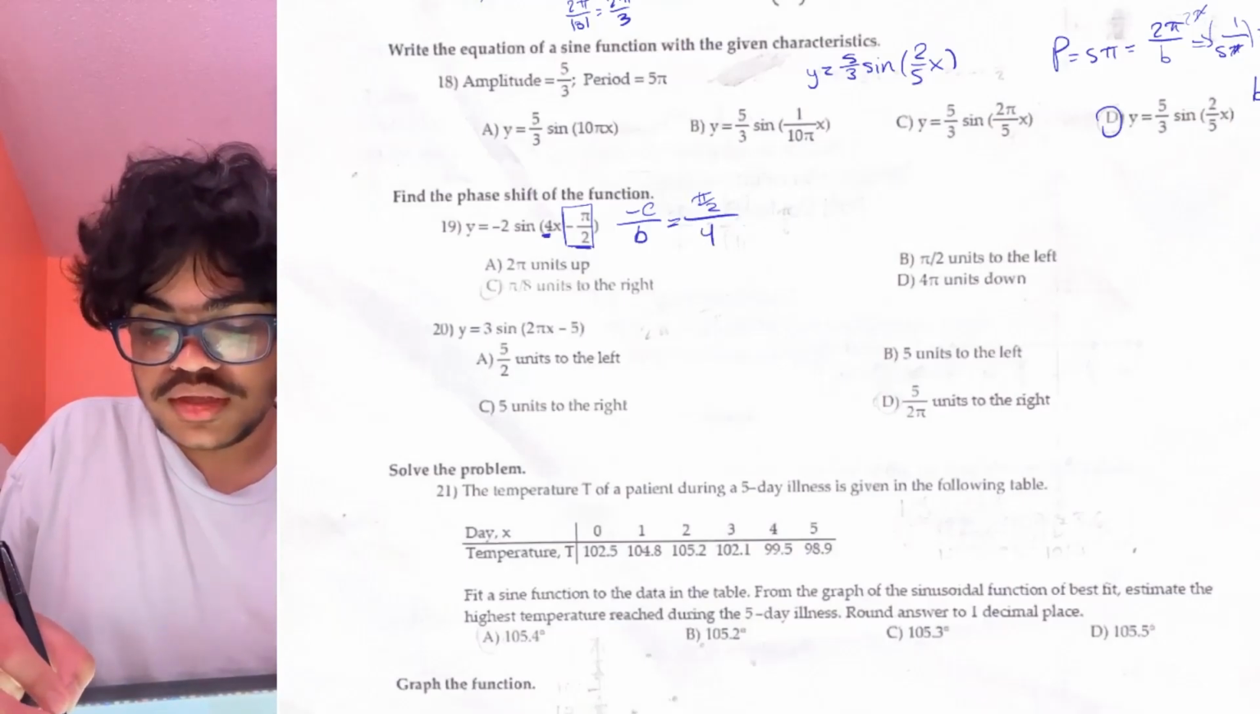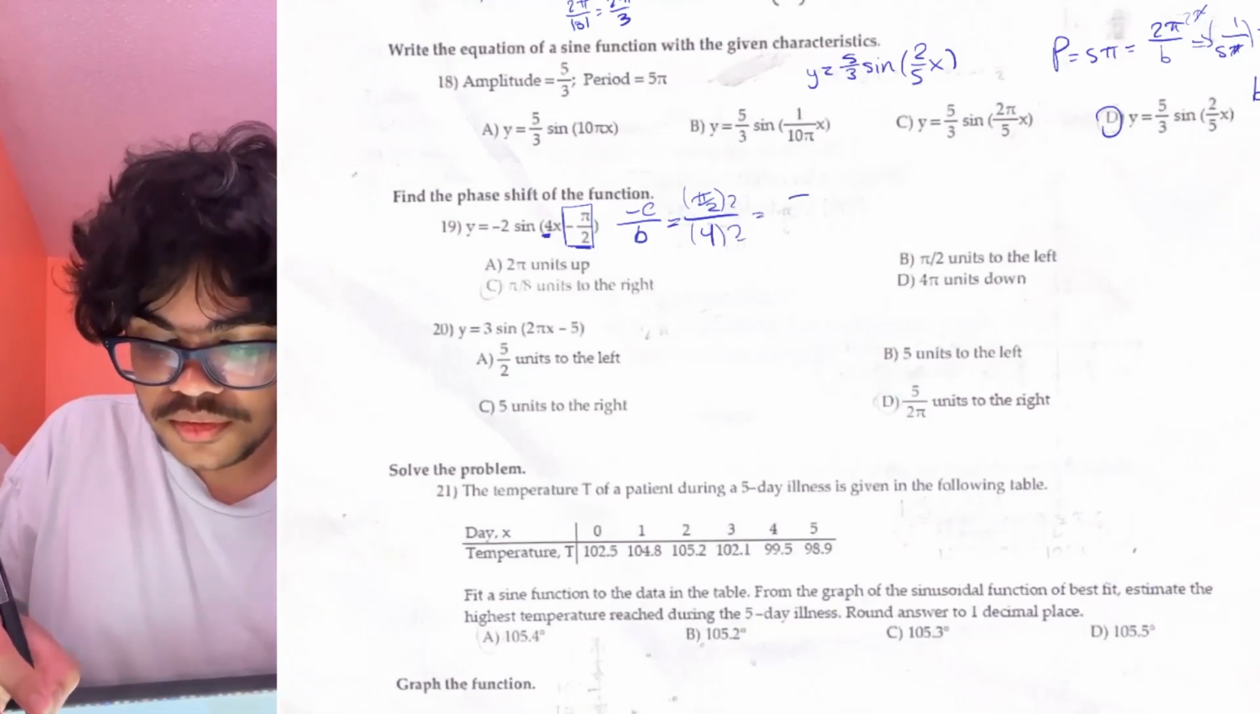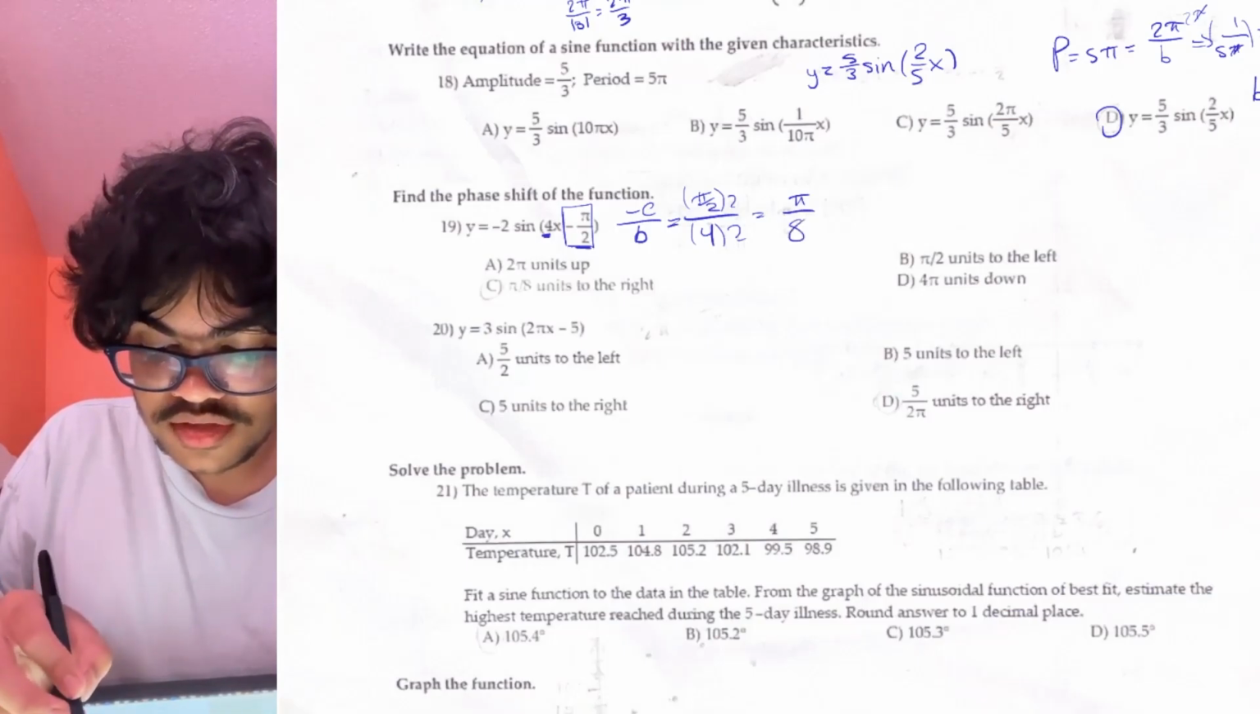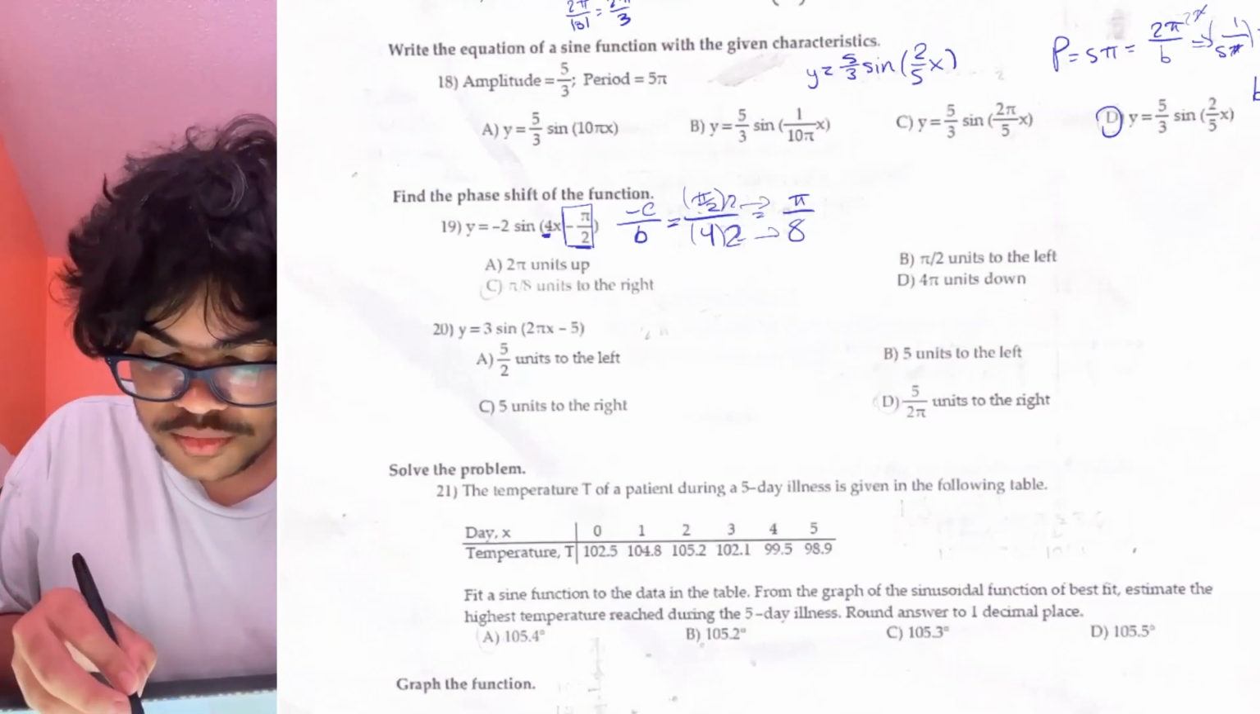Now, if you multiply the top and bottom by 2 to get rid of this 2 on the denominator right here, we'll get that the final phase shift is pi over 8, because then this 4 times 2 will go over here, and then this 2 and this 2 will cancel out. And that corresponds to answer C.